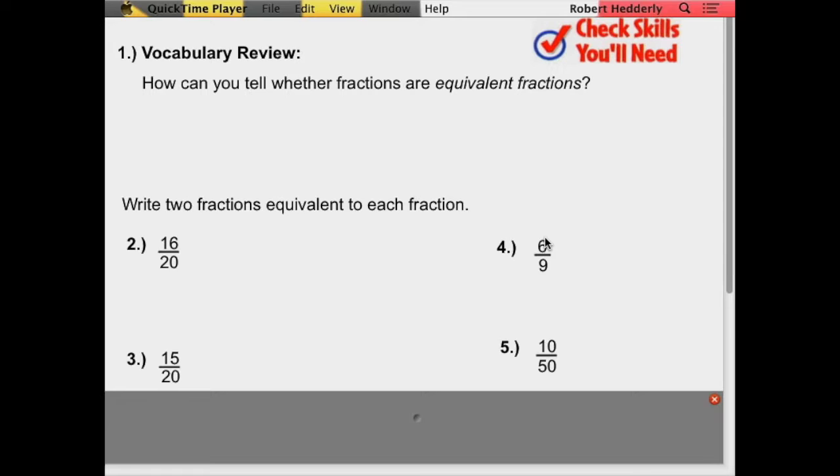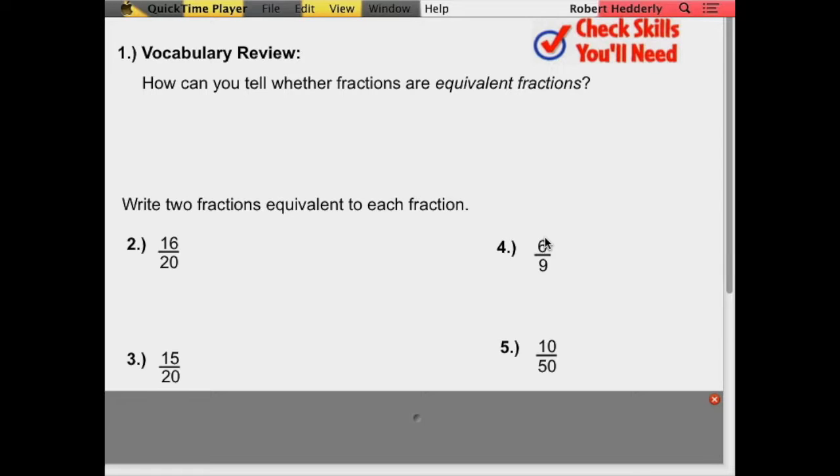Rehan? You can tell if it's an equivalent fraction if you can multiply both numbers the same. Like, for example, 24 times 2 is 48, and 12 times 2 is 24. Okay, so you're talking about factors of those numbers. I think we're still not quite there.